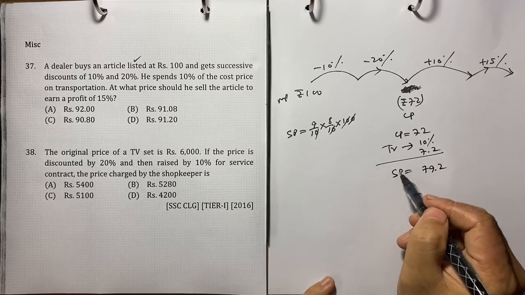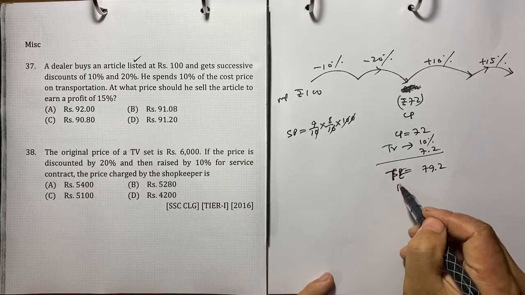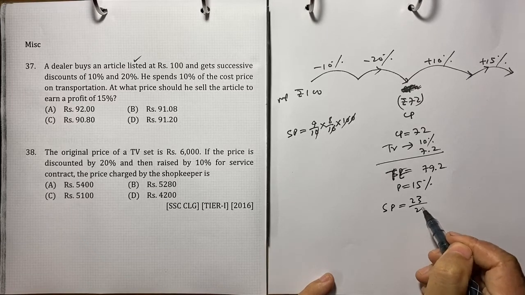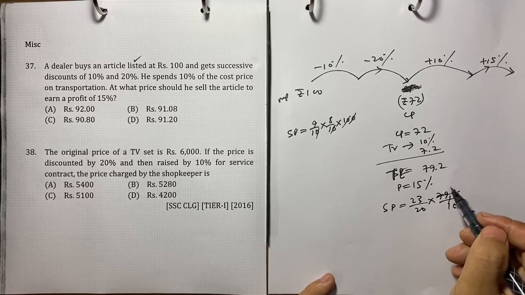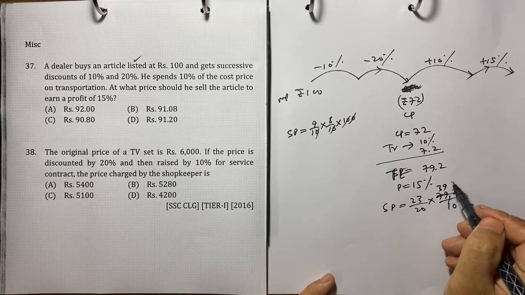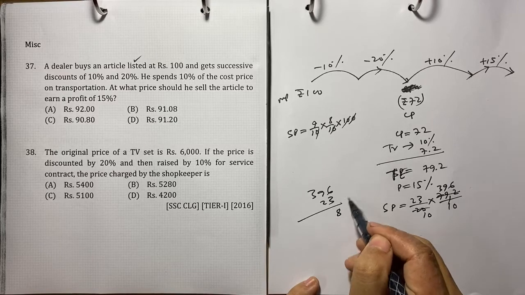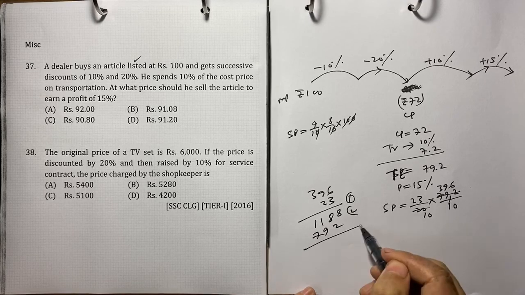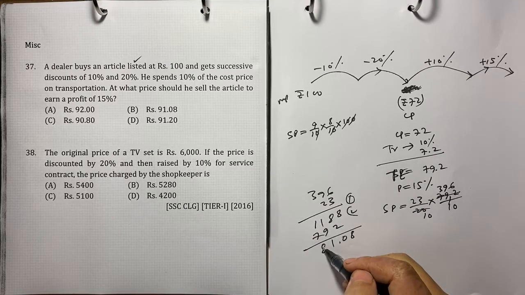Now the question says the total expenditure is 79.2, and the profit is 15%. For a profit of 15%, the selling price will be 115 by 100, that is 23 divided by 20, into 79.2. Cancelling, we get 10 by 10, and 396 into 23. Multiplying: 18, 1 in hand, 27, 22 in hand, 9, 1, 1. So the answer comes to 91.08.